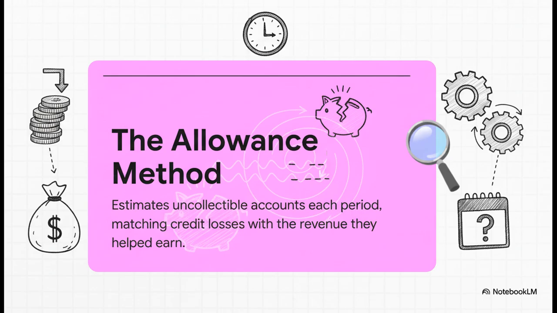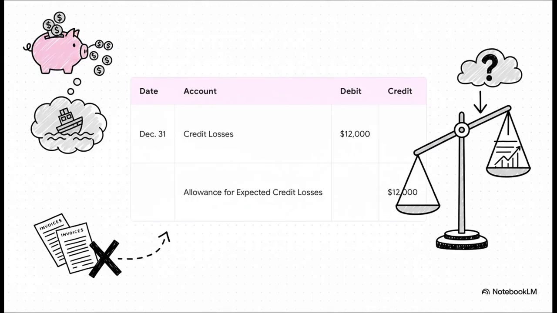And the key principle here, the big idea, is matching. We want to match the expense of a bad debt with the revenue it helped generate in the exact same period. We don't wait around for months or years to see who won't pay. No, we make a smart, informed estimate at the end of the period. This gives us a much more accurate view of our real profitability. Let's make this real with an example.